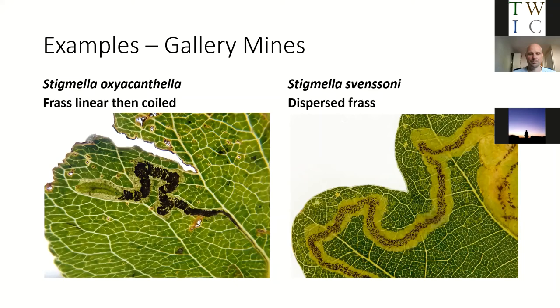In this mine, you can see the frass is what we call dispersed. So it's in individual grains forming a central band through the middle of the mine. I also flag up, when you're looking at gallery mines, it's worth noting whether the frass extends all the way to the edge of the mine or whether it leaves what we call a clear margin. It can be useful in your identification.